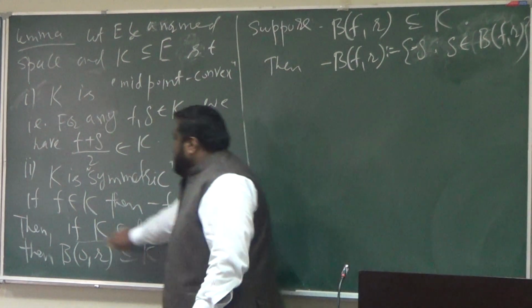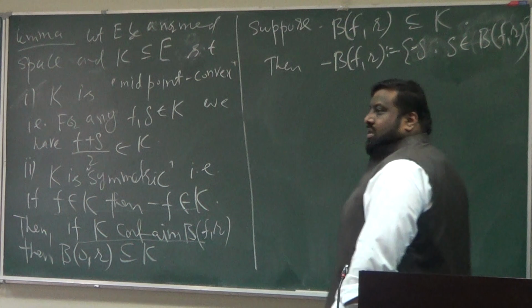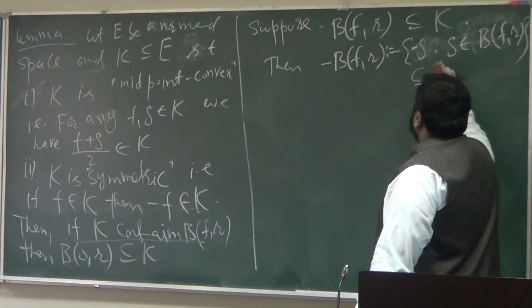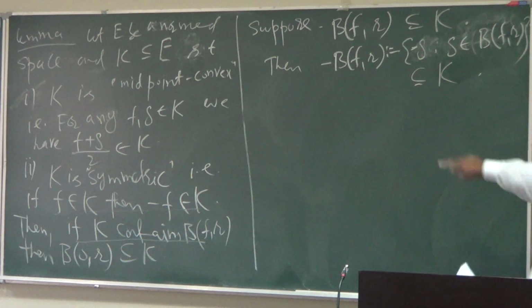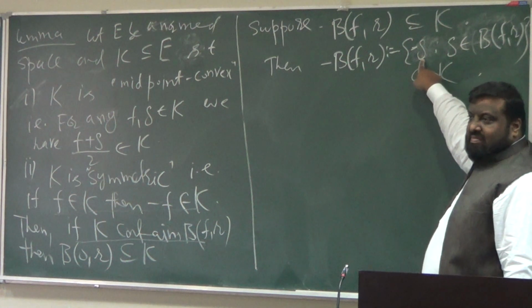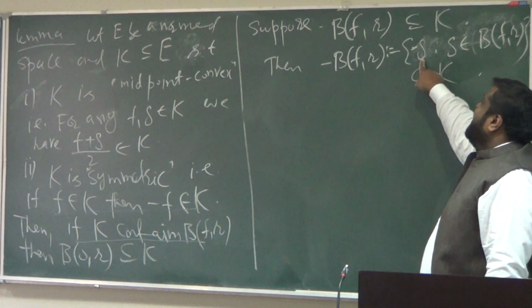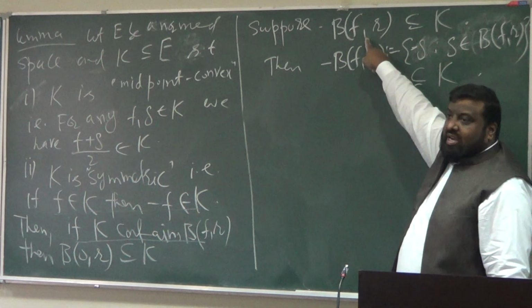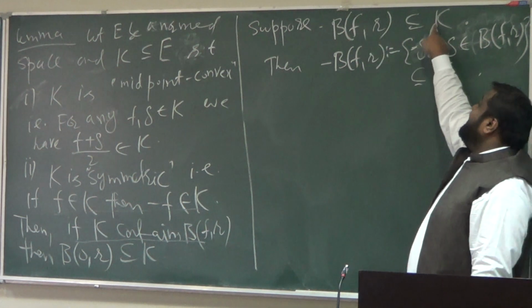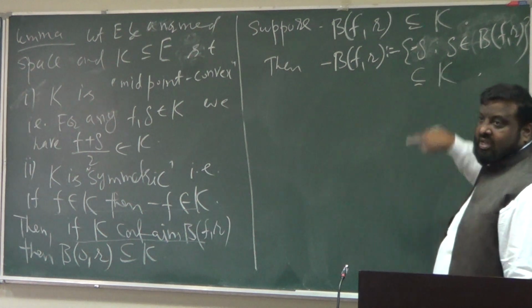And I know by symmetry, this is also a subset of K. Agree? This is also a subset of K. Is it making sense? Why this must be a subset? Just think about it. If I take any minus G from this set, then the minus of this is going to belong in BFR, but that is contained in K, so that minus G is going to be in K.